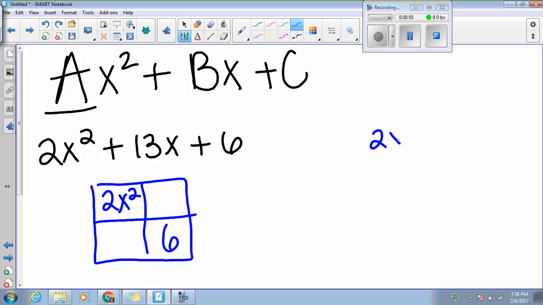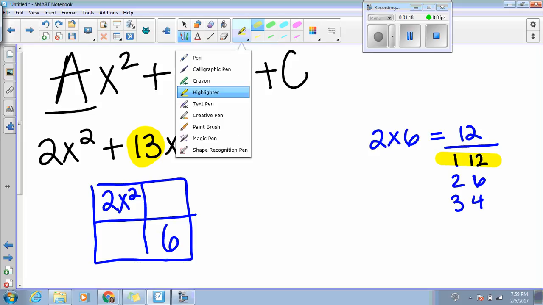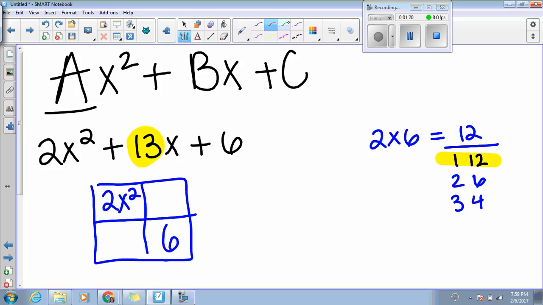Instead, we need to multiply a times c. So 2 times 6, and that equals 12. Then we need to write down its factors: 1 and 12, 2 and 6, and 3 and 4. And the same thing, we need to figure out which of those pairs have a sum of 13. So that's going to be 12 and 1.